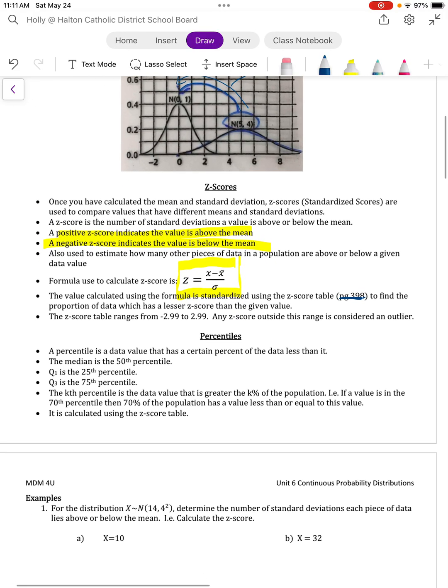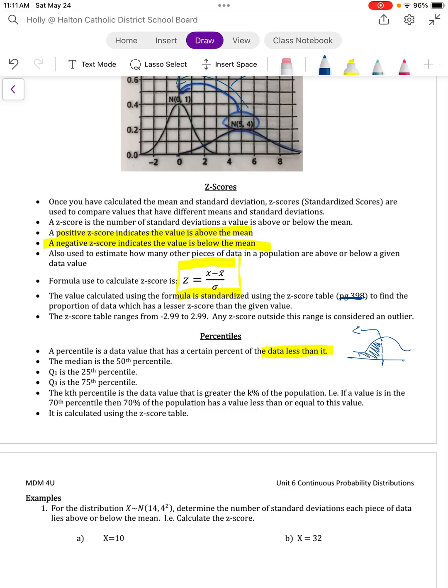Percentiles. A percentile is a data value that has a certain percent of the data less than it. Okay, so this is a key point here because you need to keep that in mind, the data less than it. Because that value is going to basically tell us, if I have a graph here, if this is my point here, it's going to tell me all the data that is less than. Okay, so all of that there. The median is the 50th percentile. Q1 is the 25th percentile, Q3 75th, that's all review.